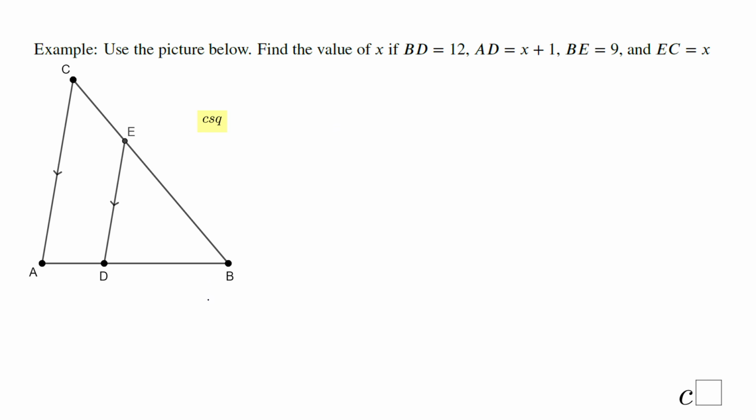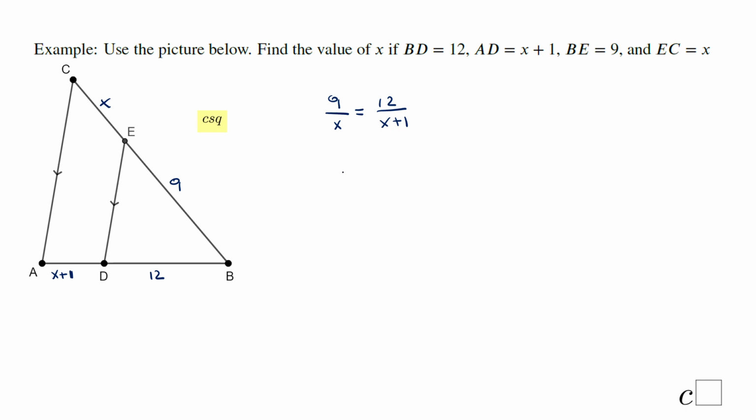Now we have here BD, it's 12. AD is x plus 1. BE is 9. And EC is x. So what will be the proportion here? You can write it in many ways, but let's say 9 over x equals 12 over x plus 1.